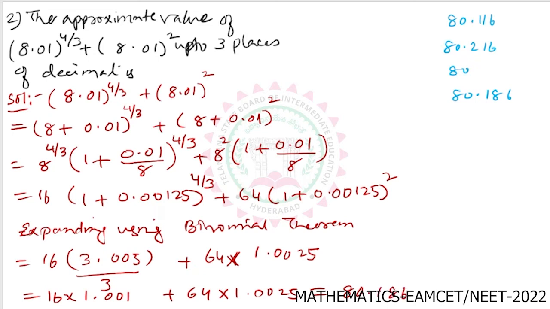80.186. That is the which option? Fourth option. So he asked up to 3 place of decimal. Therefore, the answer is 80.186. Okay. Now, come to the next question.